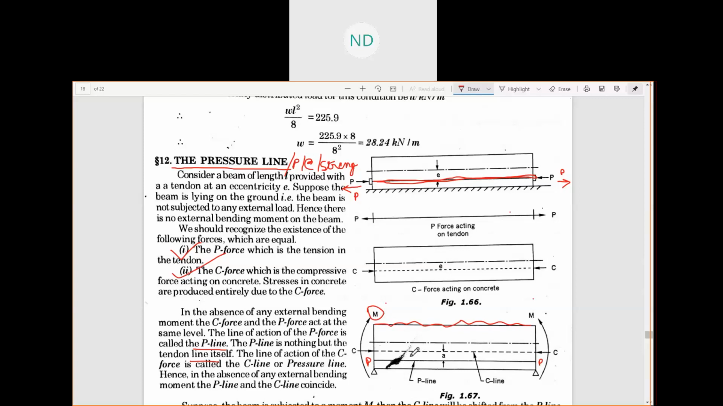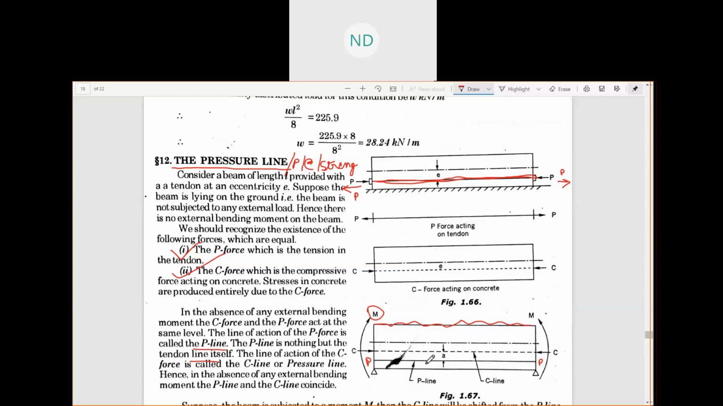Your C line gets shifted from your P line by a distance, suppose, as shown in the figure, of A. This means the C line will have an eccentricity with the CG, which is the central line of the beam. In the strength concept method, or pressure line method, the C line or P line method, we always consider the C line. We don't consider the P line.